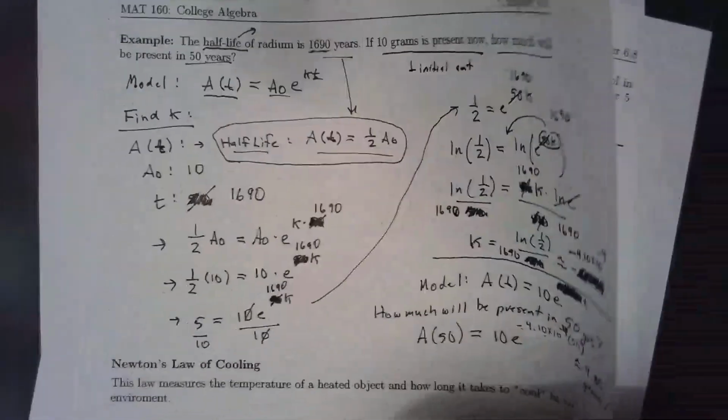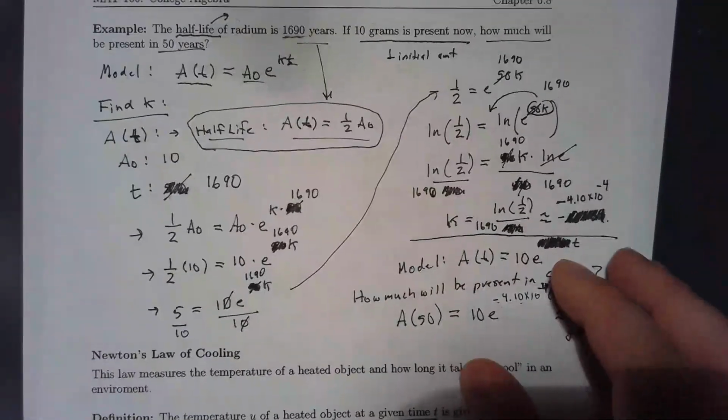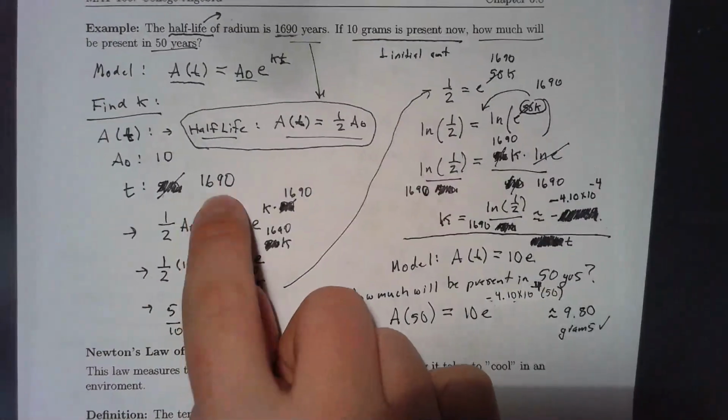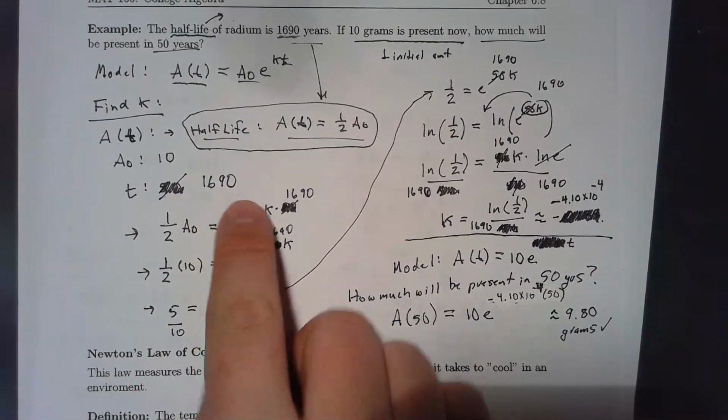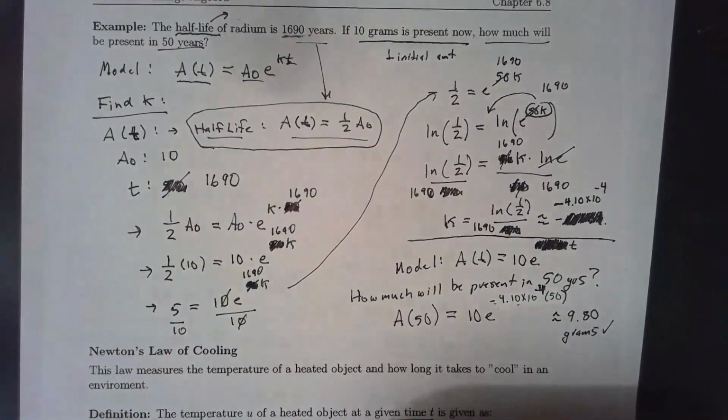So, I apologize about this part. I really screwed up on that one just by picking the wrong value. I meant to pick 1690, but for some reason I just wrote 50 there because I'm running on fumes.